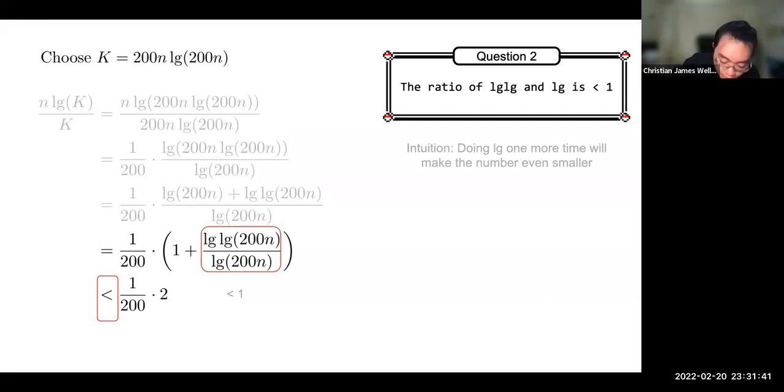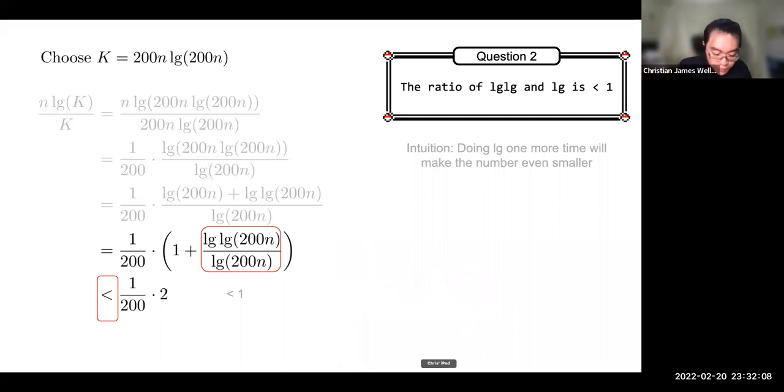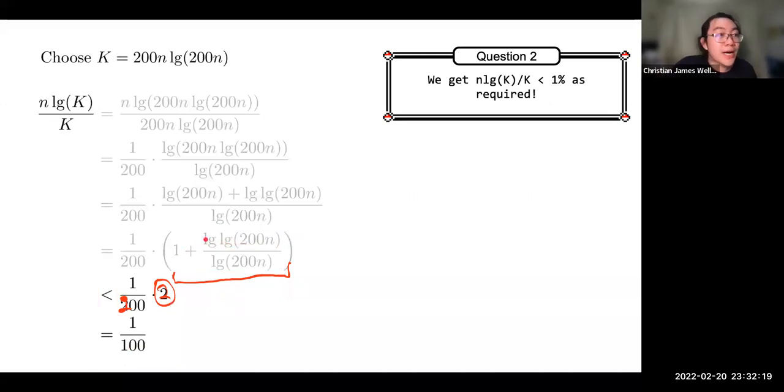The property is that if you have a number x, then log of x is less than x. Of course, it applies if you have log x is less than x, because you're applying the log again. So you take the ratio, move this down, and you get log log x over log x is less than 1. That follows from over here. So we upper bound this by 1, and we get 2, and we cancel off the 200 with the 2 over here to get 1 over 100 as required.